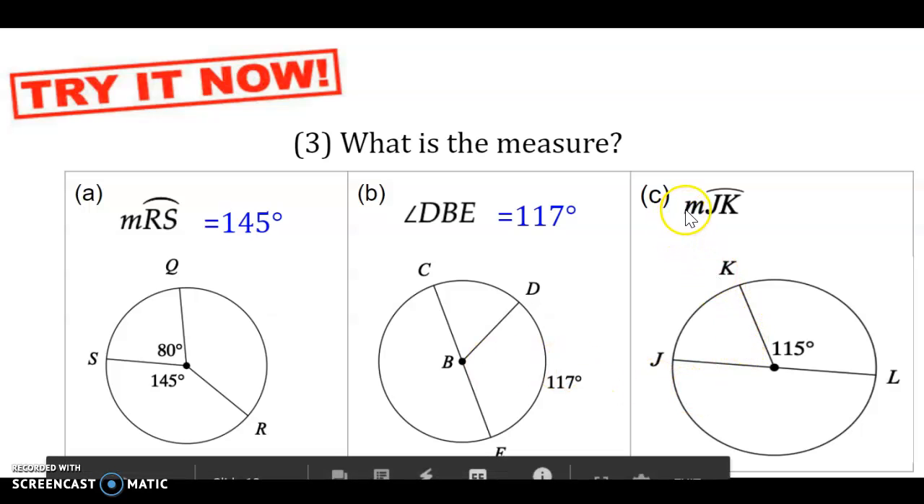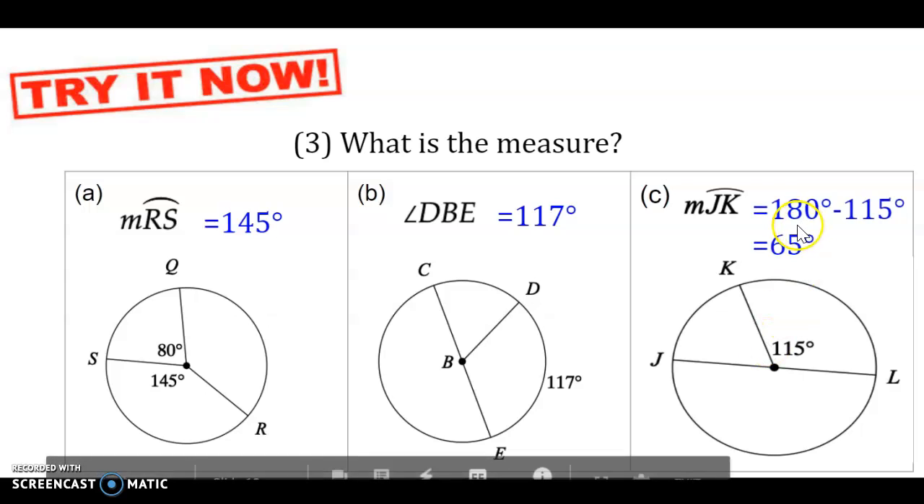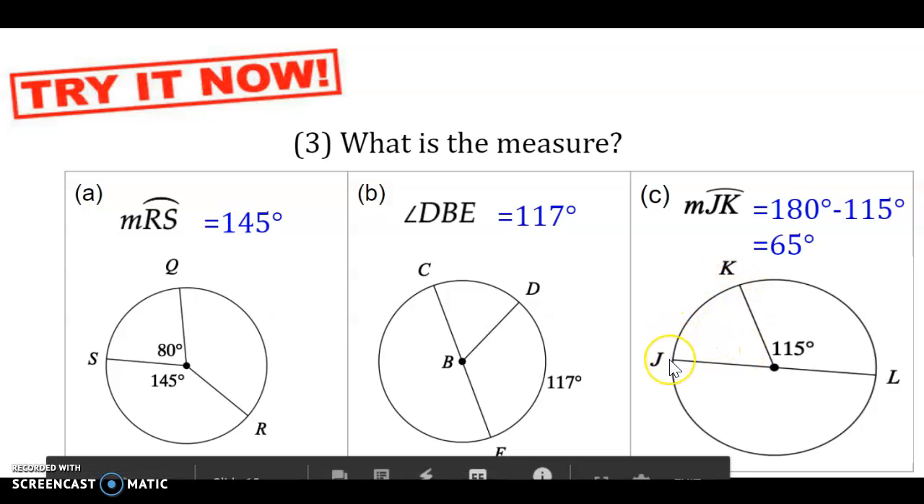What about this measure of arc JK? We're referring to this arc. Do we know what the central angle is? No, not right now, but can we figure it out? Yes. It's 180 minus 115. Why? Because this is a straight line and we know this angle is 115. And so this angle has to be 65 degrees. And if this central angle is 65 degrees, then the arc measure has to be 65 degrees also.